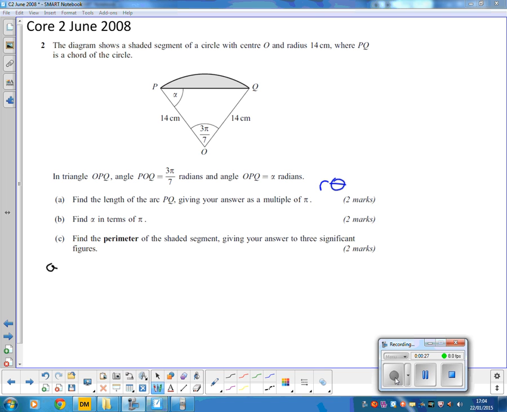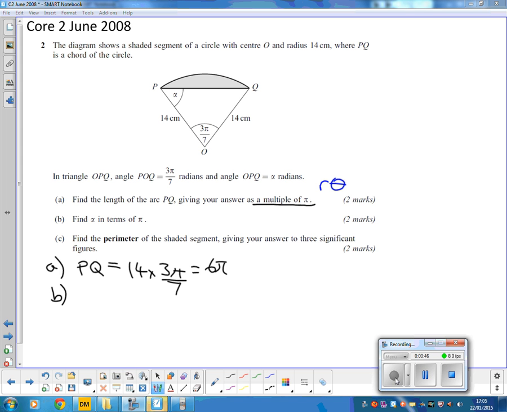So first thing, quite easy. The length of the arc PQ is going to be 14 times 3 pi over 7, which is 6 pi. And in the question it said it wanted your answer as a multiple of pi, so that's it, we just leave our answer.